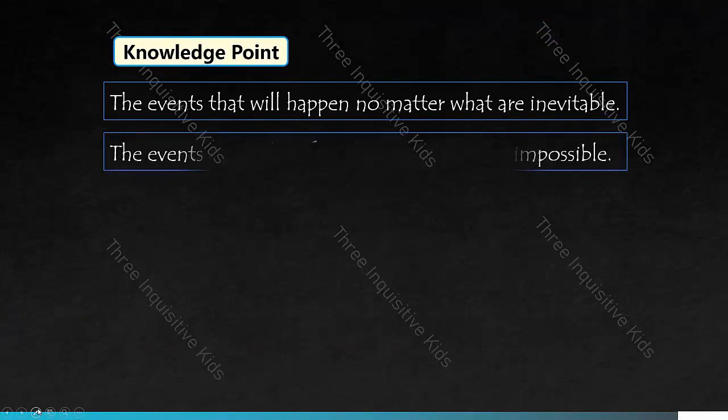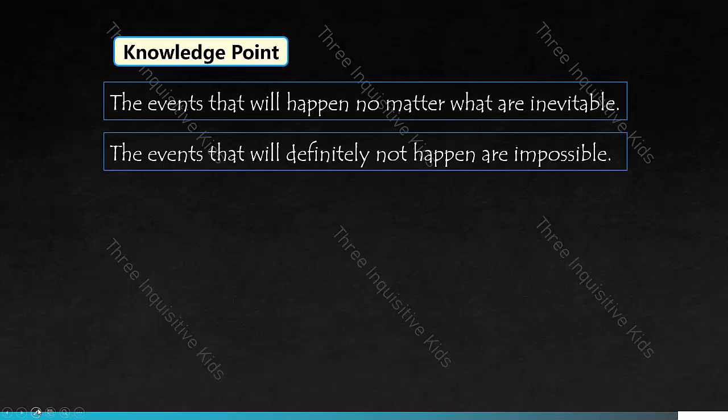The events that will happen no matter what are inevitable. The events that will definitely not happen are impossible. So these two types of possibility are both confirmed outcomes. We know that they will happen. We are sure that they will either happen or they will not. But there's also a type of probability called random.